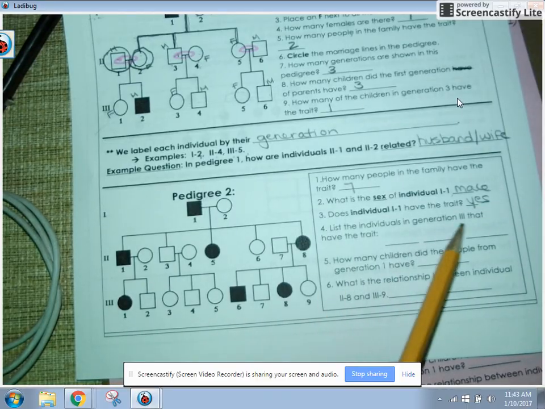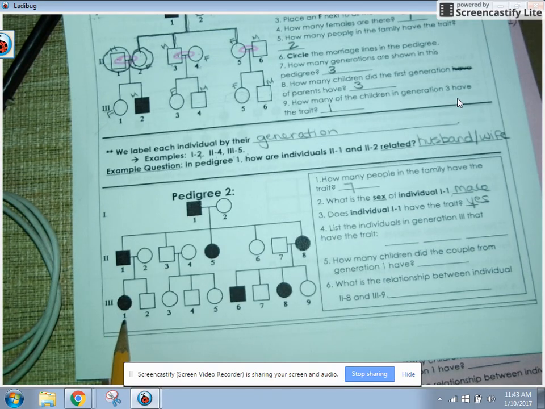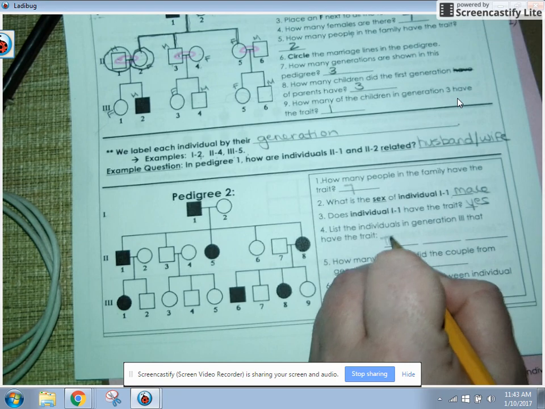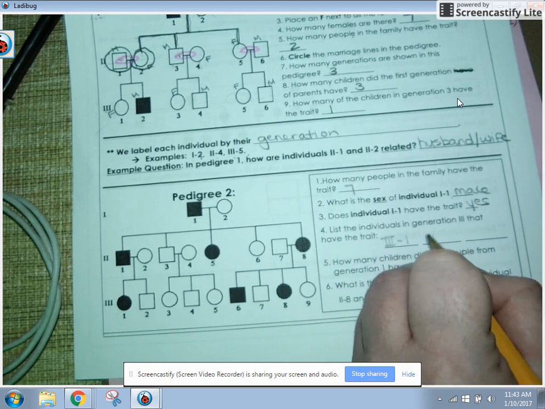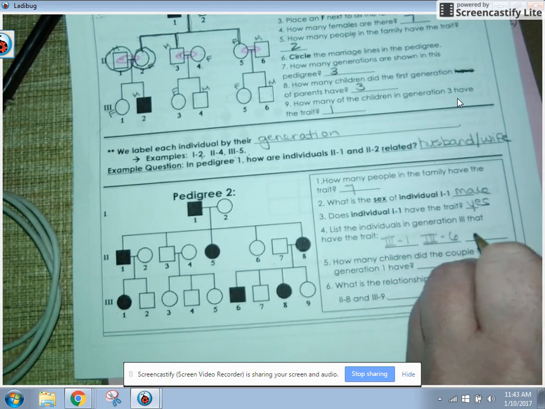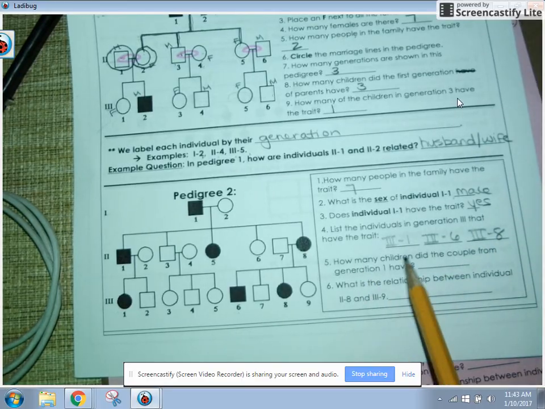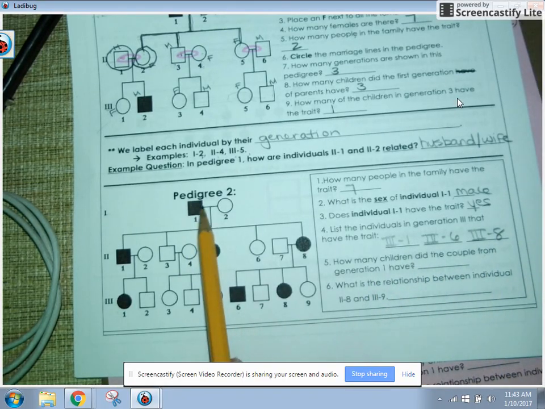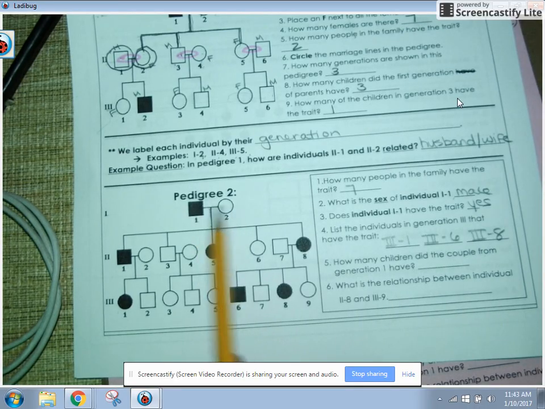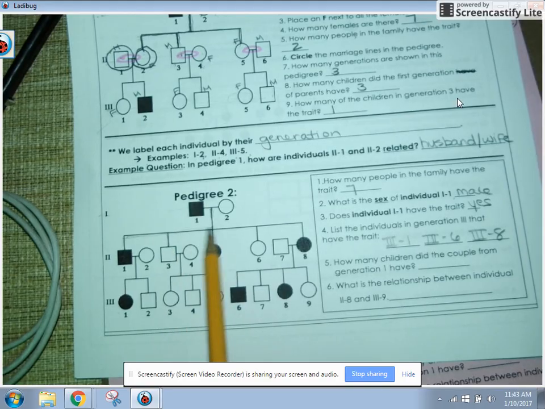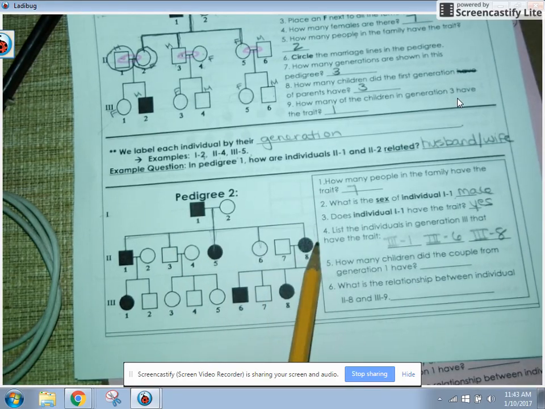List the individuals in generation 3 that have the trait. So I look down here, generation 3, person 1, person 6, and person 8. So I put Roman numeral 3-1, Roman numeral 3-6, Roman numeral 3-8. How many children did the couple from the first generation have? Okay, let me go down. They had 1, 2, 3, 4, 5 children.